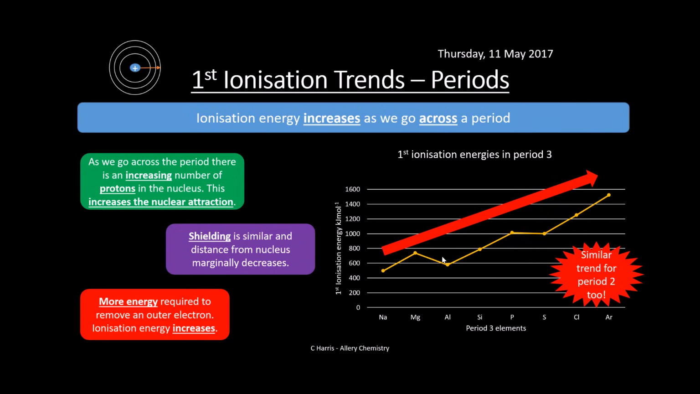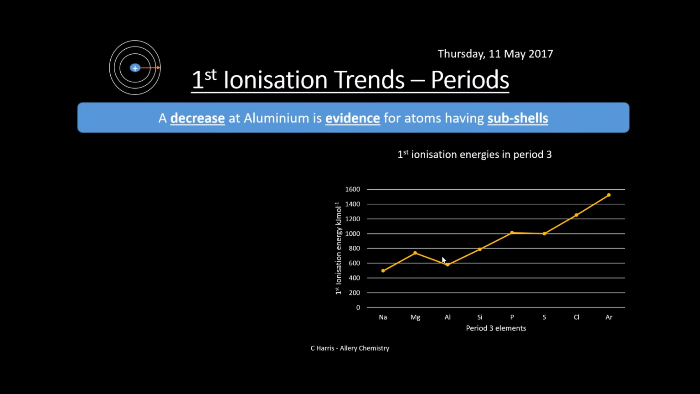Okay, I should say the period 2, it's the same trend. Obviously, these are for period 3. Period 2 is the same. Okay, so let's have a look at this decrease in aluminium. This is evidence for atoms having subshells.